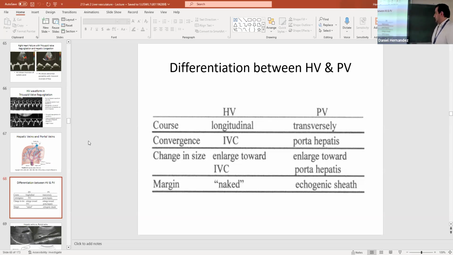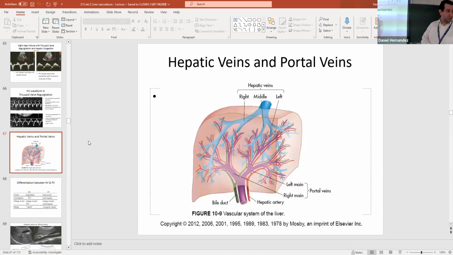We talk about the size, the portal veins are going to get larger as you get closer to the porta hepatis, because that's the origins of the vessels. But the hepatic veins, they're going to enlarge as they get towards the IVC. Hepatic veins course longitudinally across the liver, whereas the portal veins run transversely across the liver. So the hepatic veins are running up and down longitudinally, whereas the portal veins run more transversely.